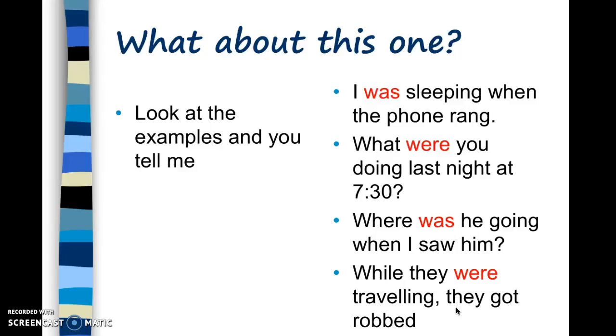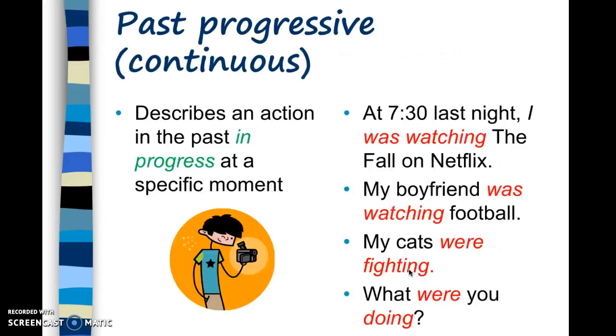Next, we are moving on to our next verb tense, which is the past progressive. I would like for you to think about, through looking at the examples, why I might use the past progressive. So I was sleeping when the phone rang. What were you doing last night at 7:30? Where was he going when I saw him? While they were traveling, they got robbed. If you look carefully at these examples, you see we have keywords that will guide you.